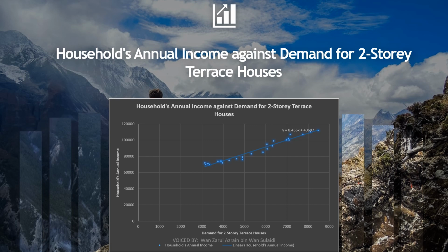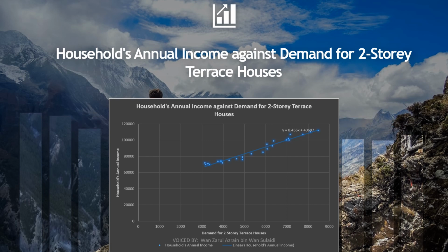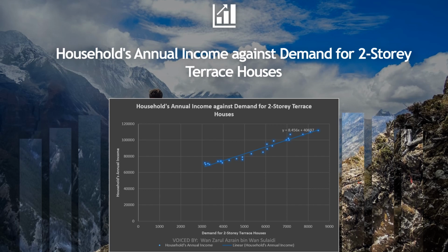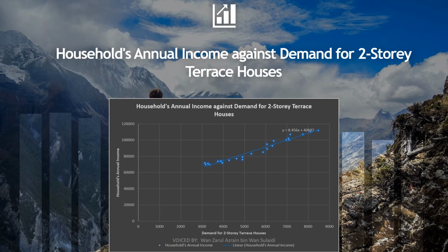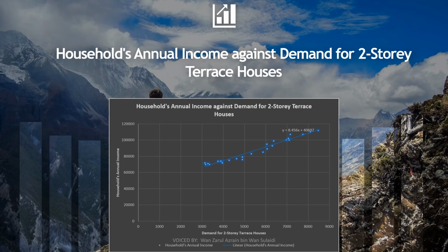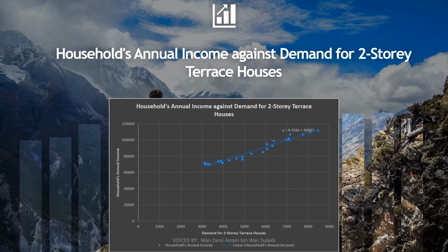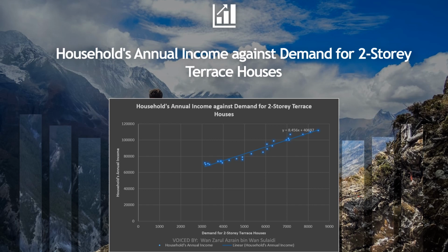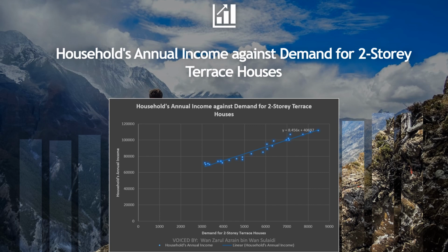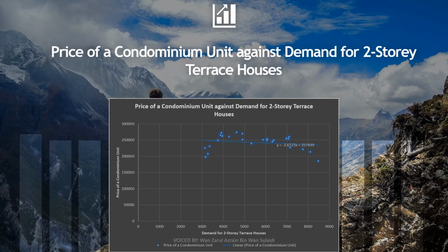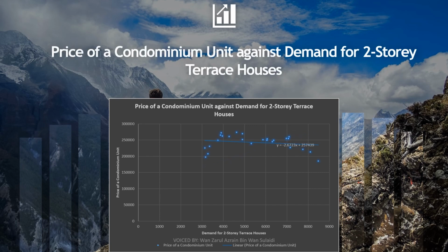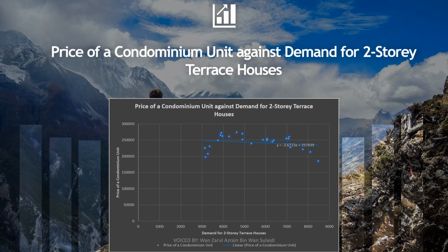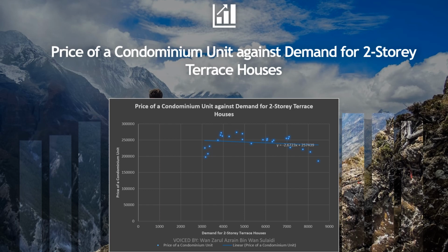This graph represents households' annual income against demand for 2-story terrace houses. As you can see, there is positive relationship between households' annual income and demand for 2-story terrace houses, where the equation is Y equals to 8.456x plus 40,697.